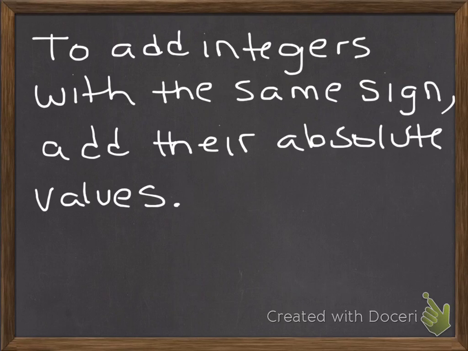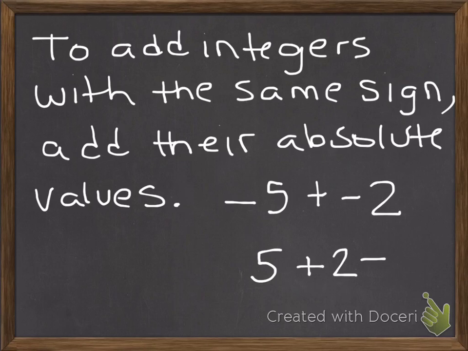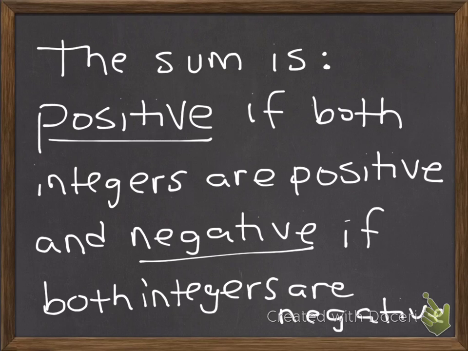So if I were to add negative 5 plus negative 2, the absolute value of negative 5 is 5, and the absolute value of negative 2 is 2. So I'm going to be adding 5 plus 2. And then if they have the same sign, you keep the sign that they both have for your answer. So my answer would be negative 7.